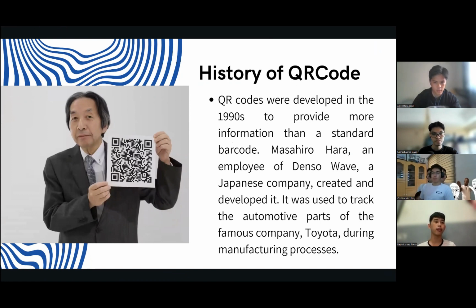It was created and developed by Masahiro Hara, an employee of Denso Wave, a Japanese company. It was used to track the automotive parts of the famous company, Toyota, during manufacturing processes. Companies and the general public around the world use QR codes for advertisements. They are further used for other things such as information sharing and doing online transactions.